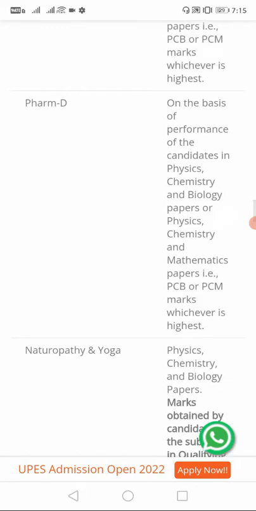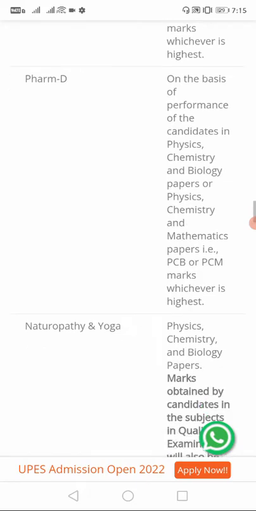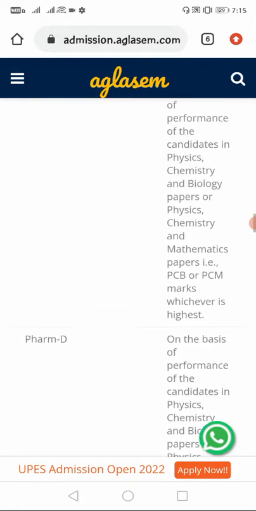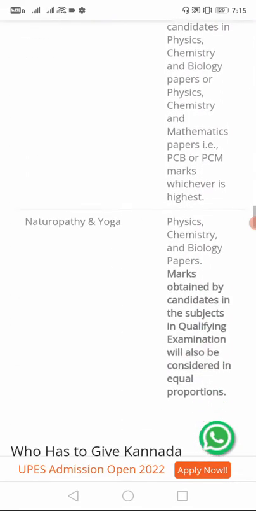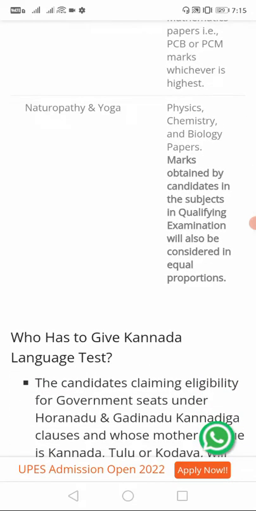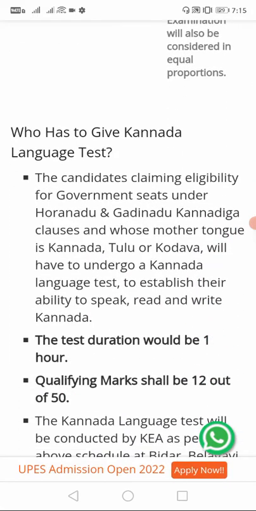Okay. Form D, on the basis of performance of candidates in Physics, Chemistry, Biology papers, PCM, that is PCB or PCM, the same applies to Form D, like B Form. So naturopathy and yoga, same here, PCB papers, not mathematics, so we are going to consider in equal proportion. Next, very important, who has to give the Kannada language test?